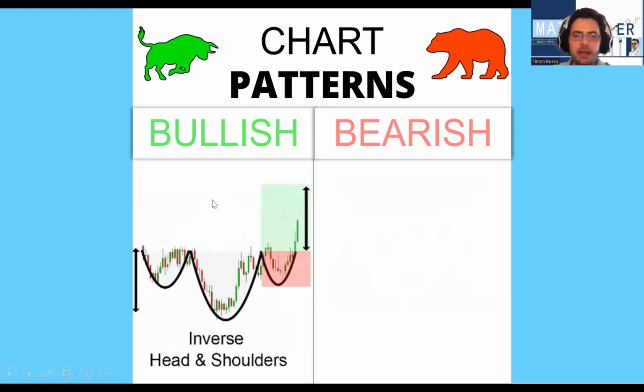Inverse head and shoulders. So the inverse head and shoulders is a bullish formation where it forms a small rounding bottom, which is known as the left shoulder, a big rounding bottom, which is the head, and a small rounding bottom, which is the right shoulder. The price goes up and down until it hits a neckline. The price breaks above the neckline, where you go long or you buy, and you set your stop loss below the bottom of the right shoulder, and then you ride it on up until it hits the take profit.